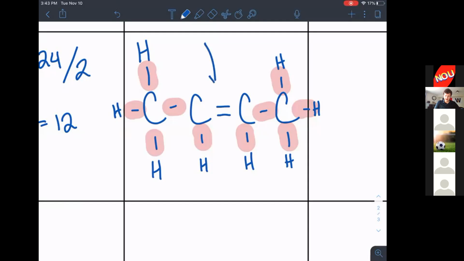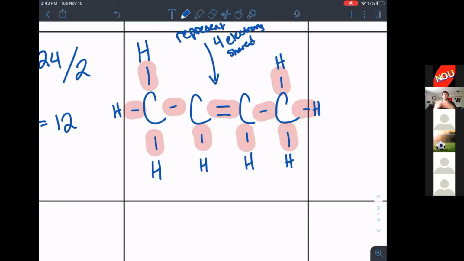And those 2 lines represent 4 electrons shared. Now let's count. Do we have our 12 bonds? 1, 2, 3, 4, 5, 6, 7, 8, 9, 10, 11, 12 bonds now. So now we have our 12 bonds.